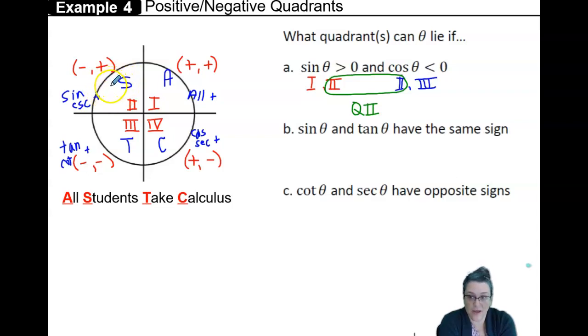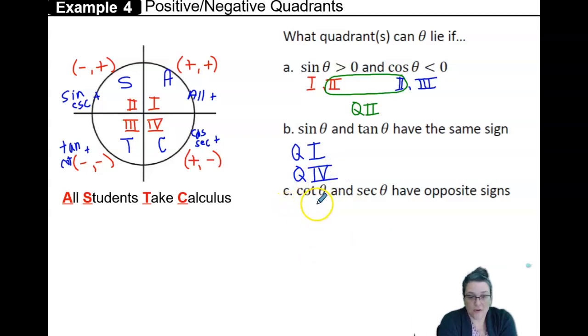in quadrant 2. In quadrant 3, tangent is positive, but sine is negative, so they can't both have the same sign in quadrant 3. In quadrant 4, cosine and secant are positive, which means tangent and sine are negative. So in quadrant 1, both sine and tangent are positive, so they have the same sign. And in quadrant 4, both sine and tangent are negative, and so they also have the same sign in quadrant 4.